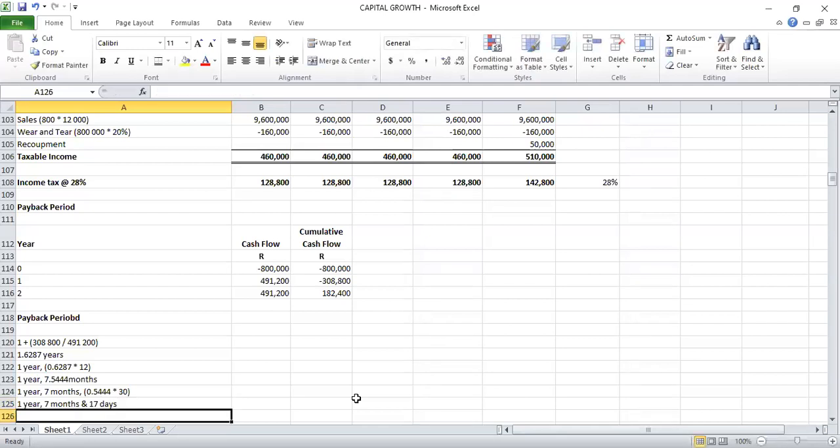Someone can ask why it's 16.33, why did I say 17? In the 16 days, they will not have paid back. So the paying back will happen in the 17th day, it's within the 17th day. All right, so it's 1 year, 7 months, and 17 days. But if they don't ask you to convert into days, if they just say calculate the payback, you just end on 1.6287 years. You can just say 1.63 years. Then that will be fine.